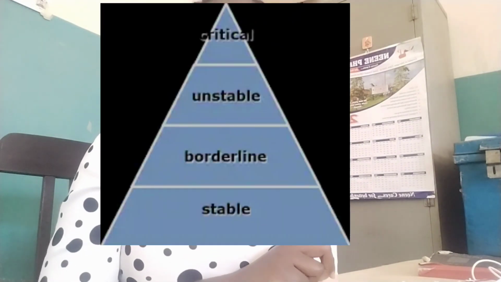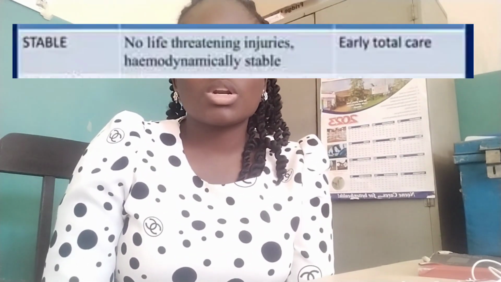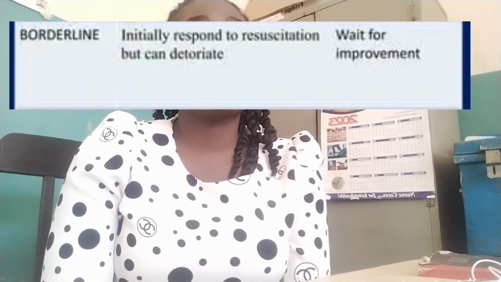We have stable, we have borderline, we have unstable, and we have in extremis patients. For the stable patients, these are patients with no life-threatening injuries, thus they can be treated normally and be monitored after some time and get discharged. Borderline is what we called in the previous one the golden hour. These are injuries that if treated at an opportune time, there is great improvement. If not, there is rapid deterioration and mortality, death can occur.